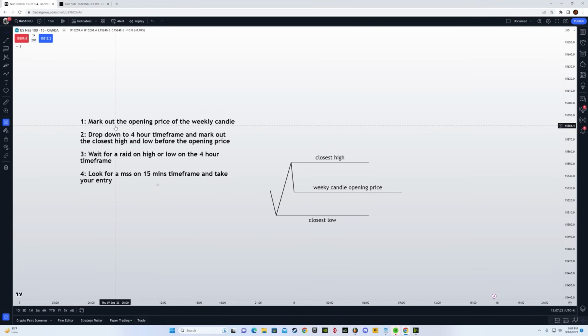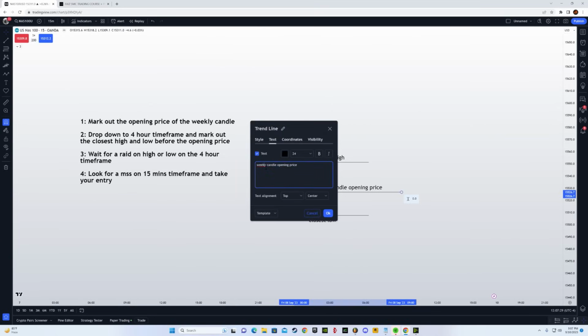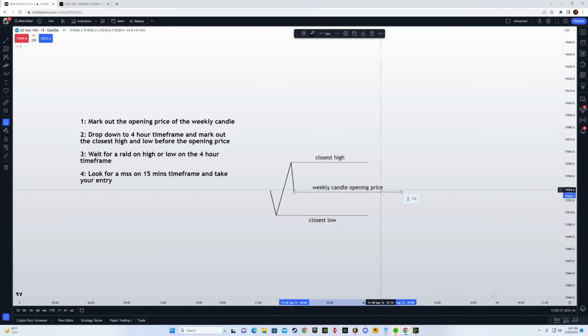Number one rule is we mark out the opening price of the weekly candle. So right here, what I've done is, let me just correct it like that. So we have the opening price of the weekly candle. Make sure you mark that out.